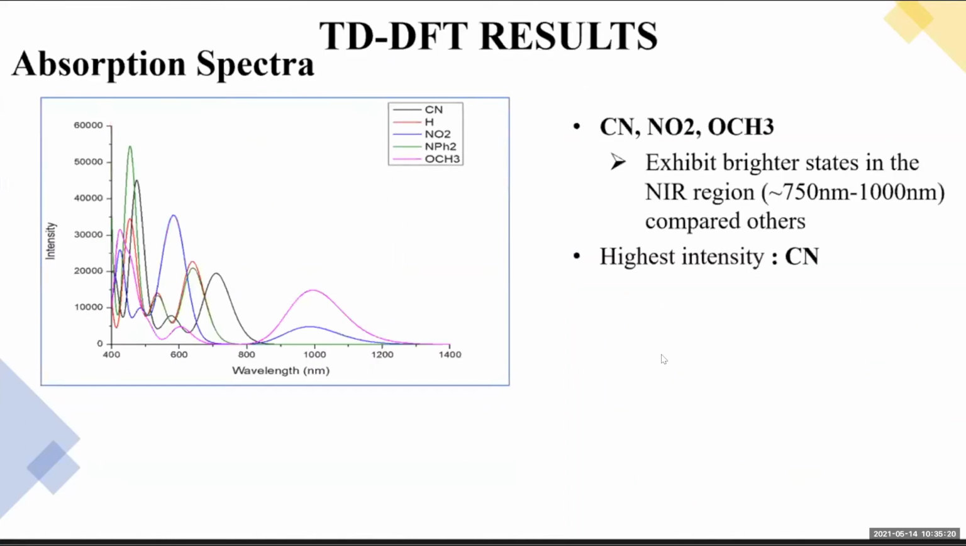However, for the TDDFT, this was what I did. I changed the substituents on the model. I explored carbonitrile, hydrogen, NO2, NPH2, and OCH3. And this is what I observed. The carbonitrile, NO2, and the OCH3 exhibited brighter states in the NIR region, and the carbonitrile showed up with the highest intensity, which agreed with the result from the DFT.